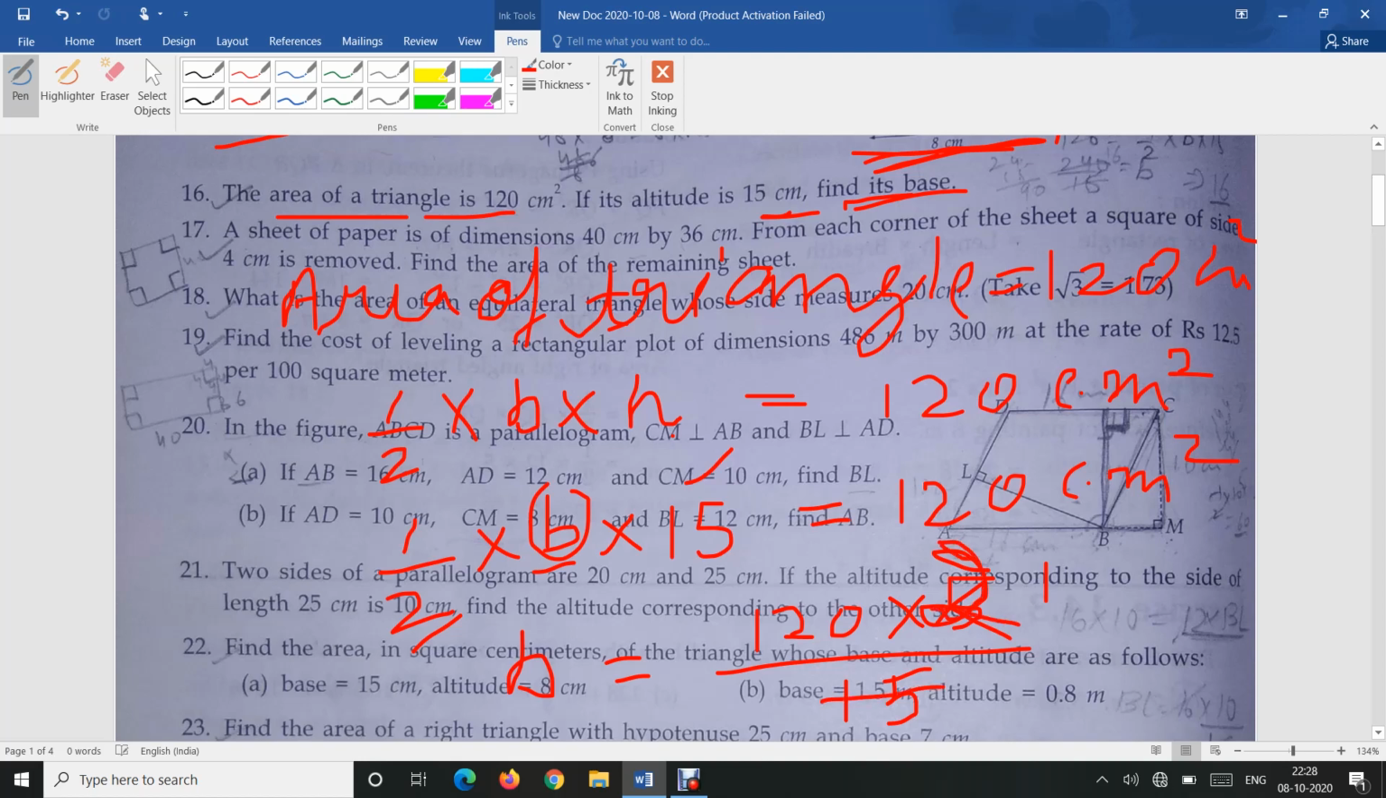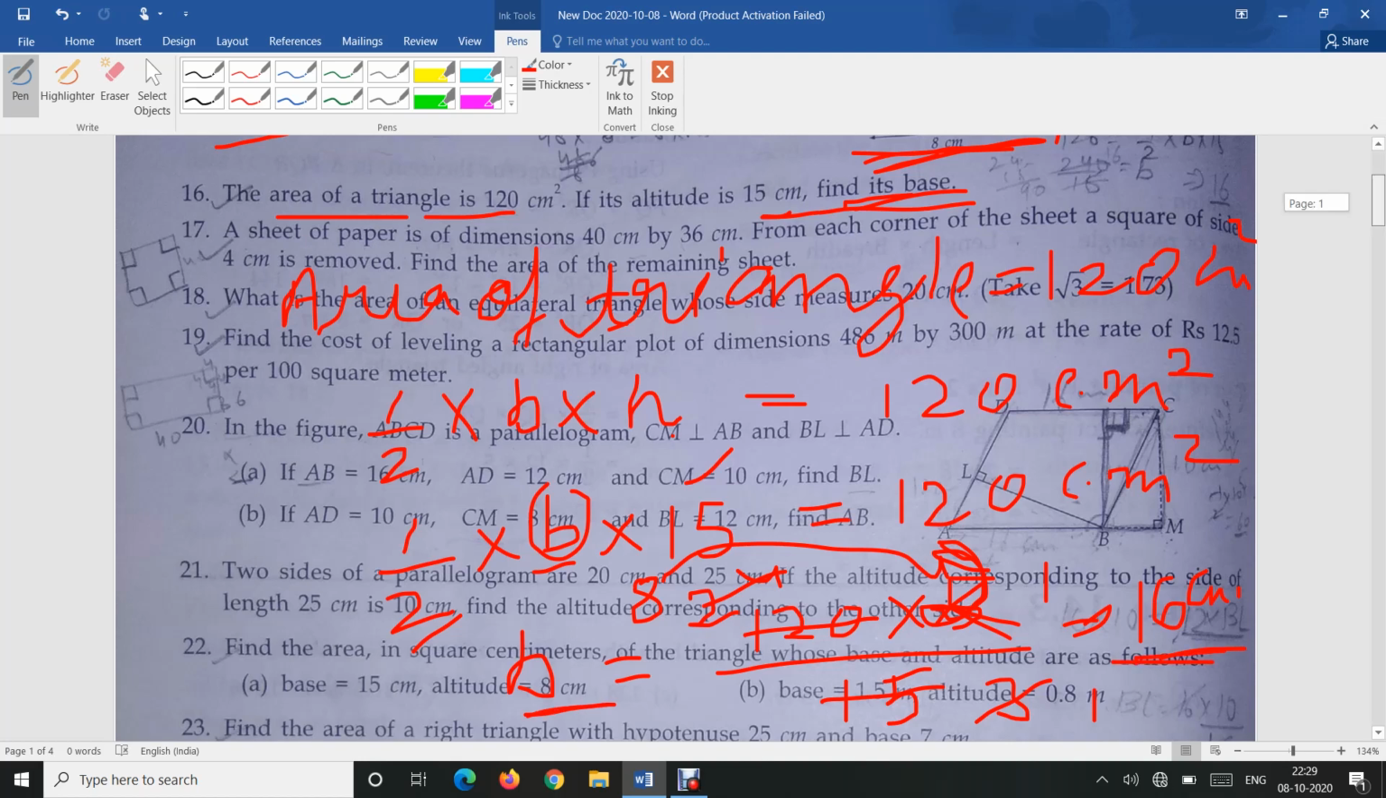Now 5 3s are 15, and 5 2s are 10, and 5 4s are 20. Now 3 ones are 3, and 3 8s are 24. 8 multiplied by 2 is equal to 16 centimeter. That means base is 16 centimeter. Find its base. Base is 16 centimeter in the question number 16.